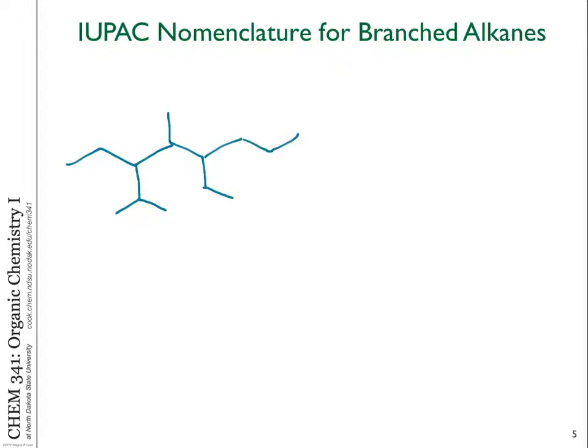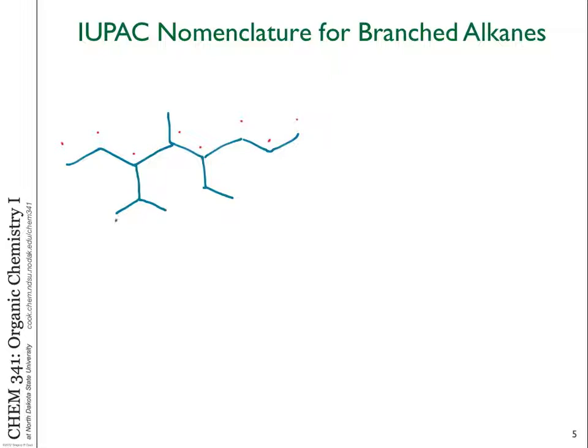Okay, how about something like this? Can you identify the longest chain here? There's a number of possibilities, right? It's 8. So if you start from, let's just start here: 1, 2, 3, 4, 5, 6, 7, 8. That's an 8-carbon chain, right?